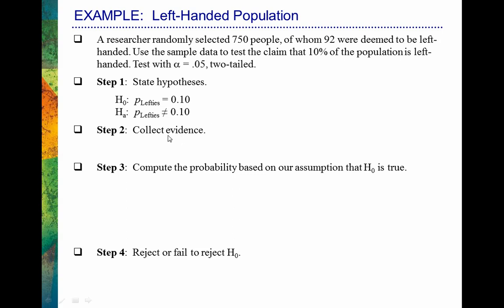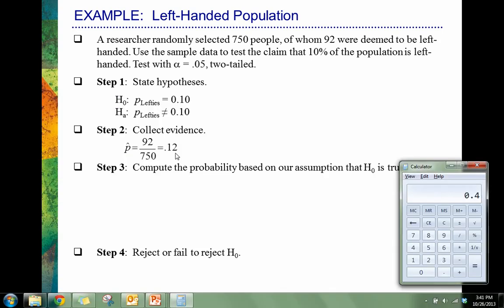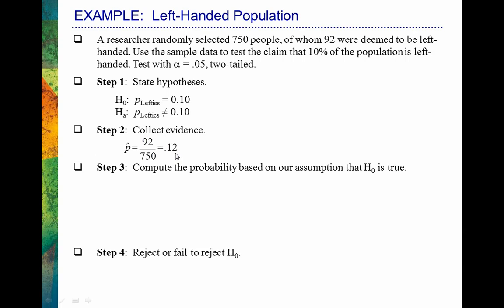First, let's actually talk about the evidence that we have. We found that 92 people out of the 750 are left-handed. So we can easily compute a sample proportion. We take those 92 people, divide by the 750 overall, and we find a value of 0.12 or 12%. Let's verify that real quickly. 92 divided by 750 equals 0.122. We can just round that to 0.12 or 12%.